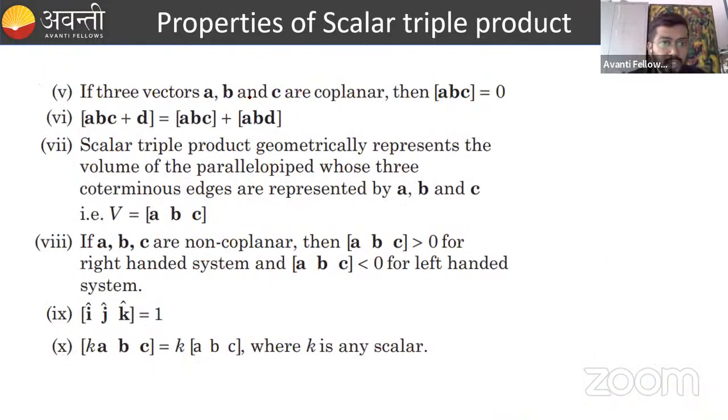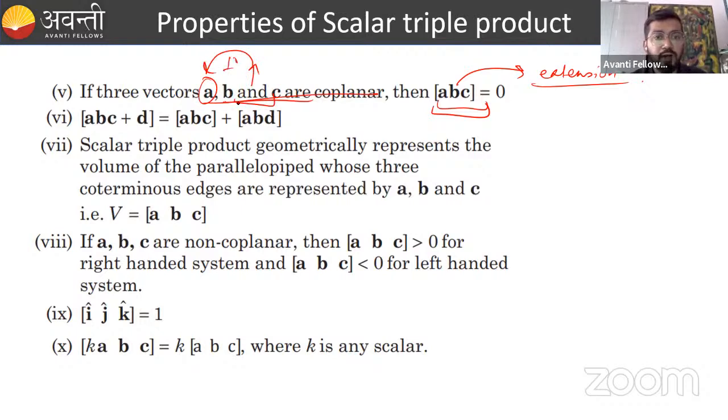Let's move ahead. If three vectors A bar, B bar, C bar are coplanar, then the scalar triple product [A B C] is 0. This is the extension of the previous two points. It can be proved easily, since the vectors are coplanar: the cross product of two vectors will be perpendicular to the third vector, so the dot product will come out to be 0.